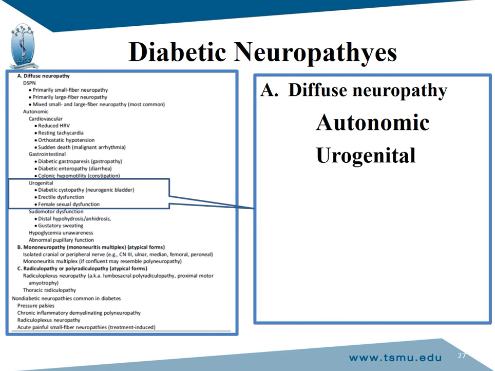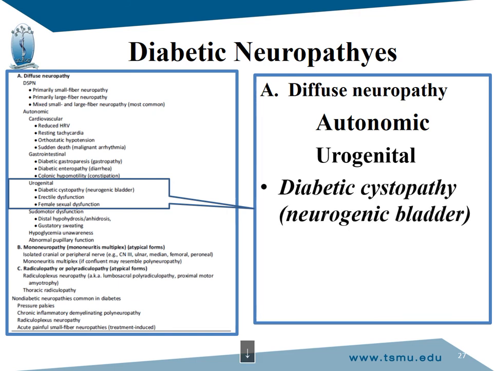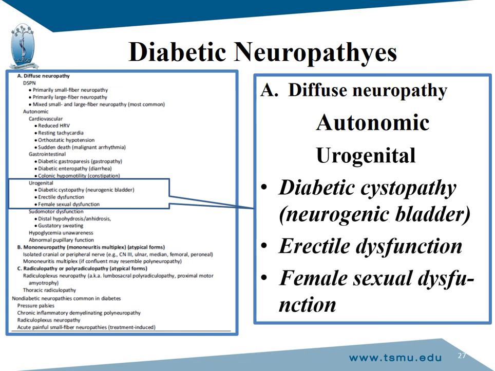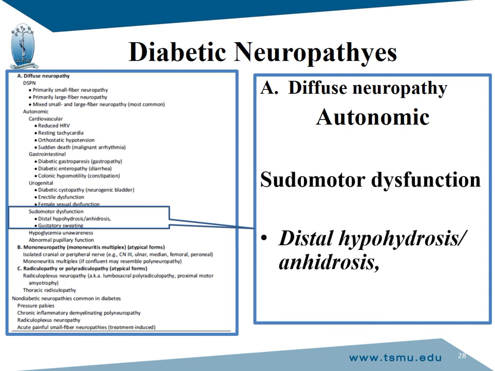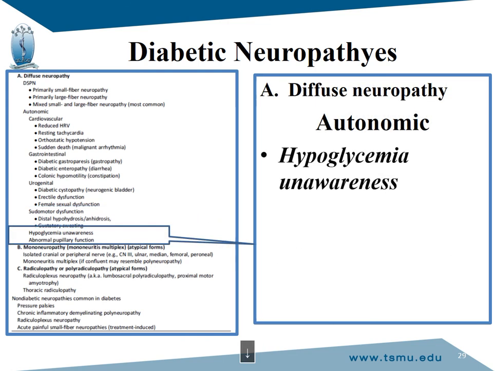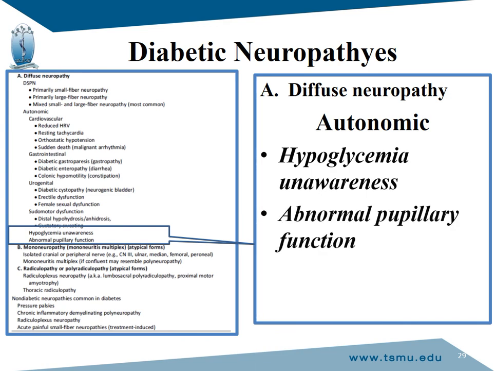Manifestations of autonomic neuropathy in the urogenital sphere include diabetic cystopathy, neurogenic bladder, erectile dysfunction, and female sexual dysfunction. Pseudomotor dysfunction is also a manifestation of autonomic neuropathy: distal hypohidrosis or anhidrosis, and gustatory sweating. In autonomic neuropathy, very important are hypoglycemia unawareness and abnormal pupillary function.